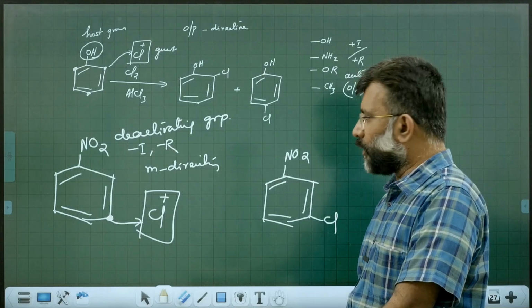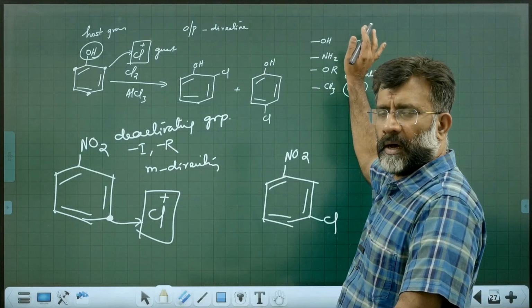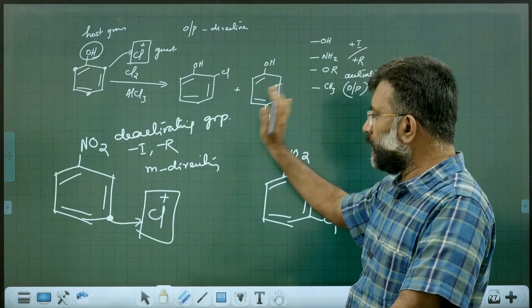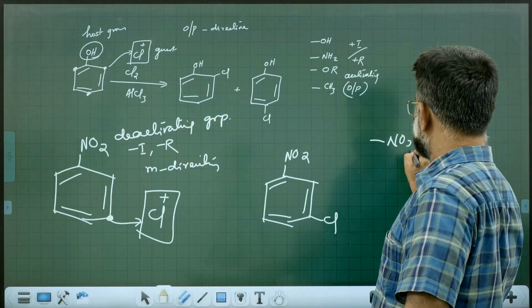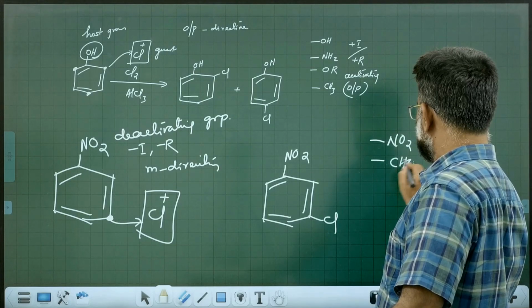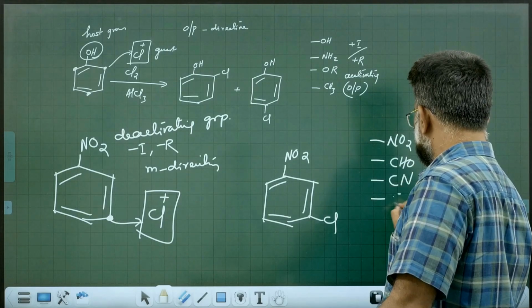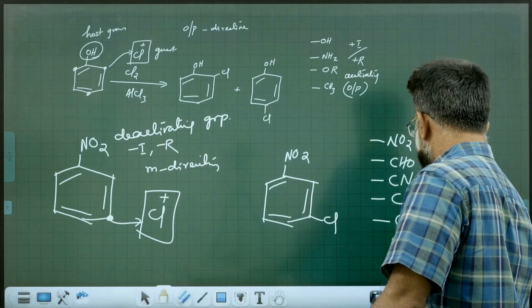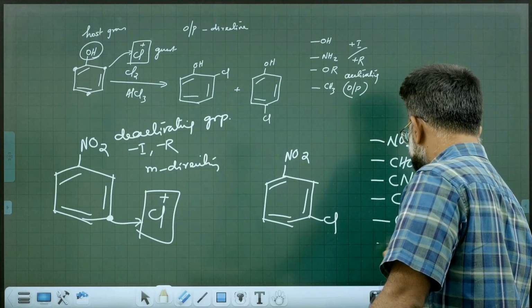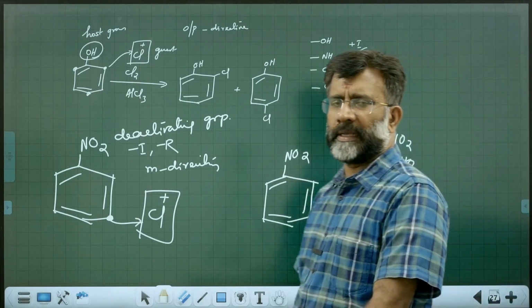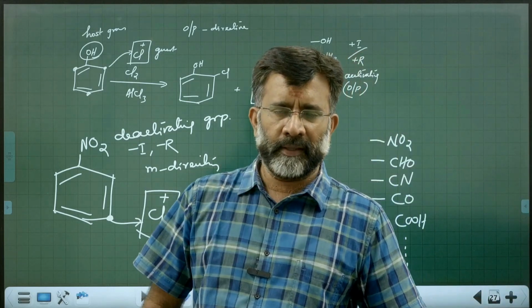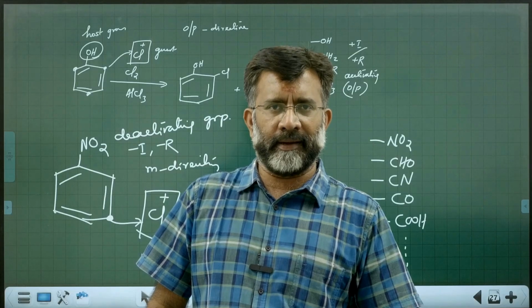Right? So normally activating groups are ortho-para directing. Deactivating groups, what are the deactivating groups? NO2 group is deactivating, CHO deactivating, CN deactivating, CO deactivating, COOH deactivating. Lots of deactivating groups are there. They are all meta directing in nature.